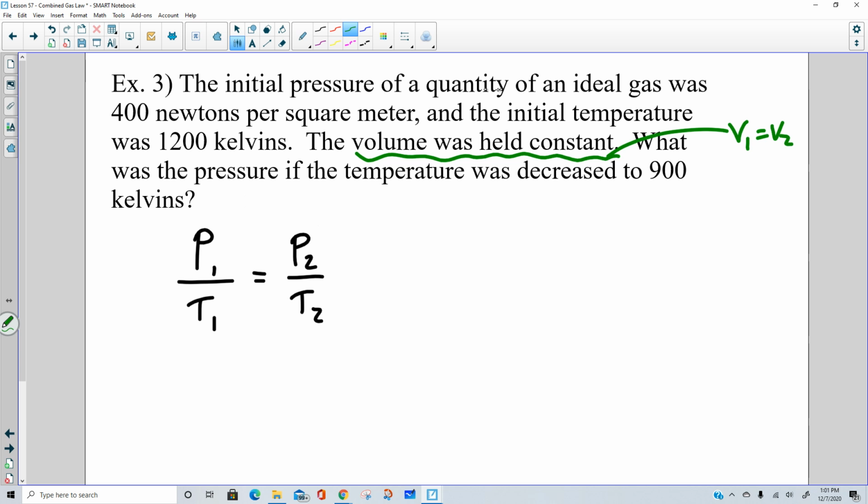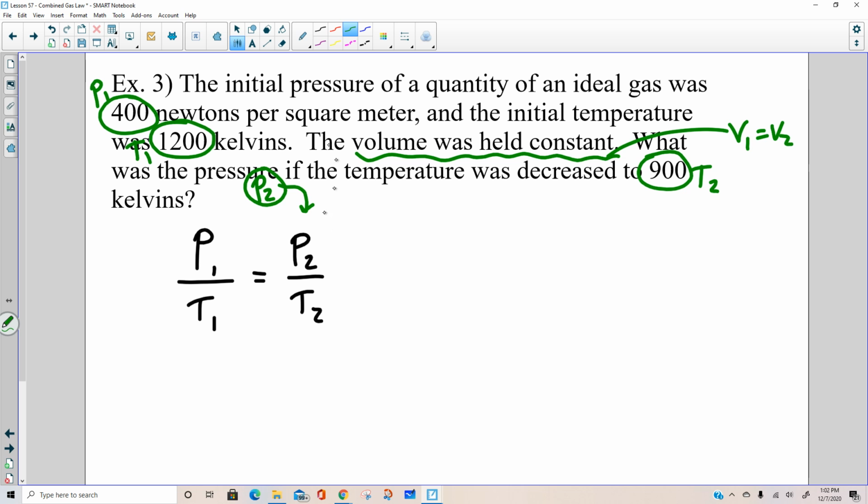All right, we've got initial pressure is 400 newtons per square meter. That's my P1. Initial temperature, 1200 kelvins. Volume held constant. What was the pressure? That means we're solving for P2 again, coincidentally. Keep reading. If the temperature was decreased to 900 kelvins, all right, that's my change. That's my final condition of temperature, T2. Okay, we're solving for P2.